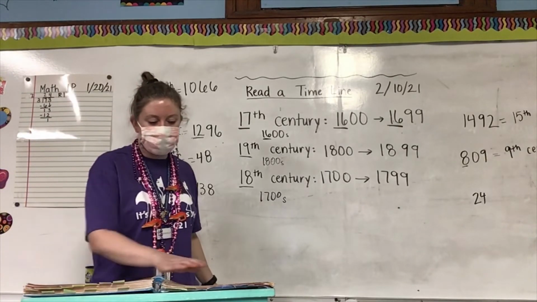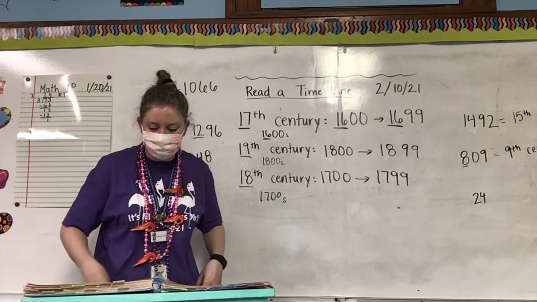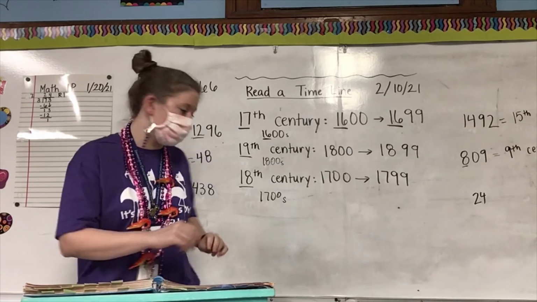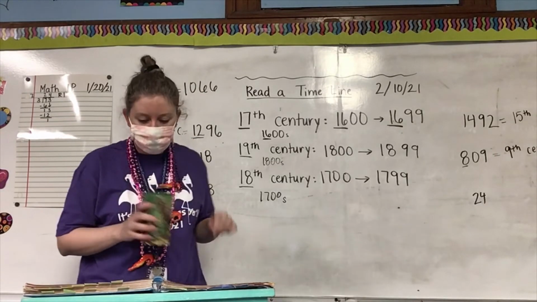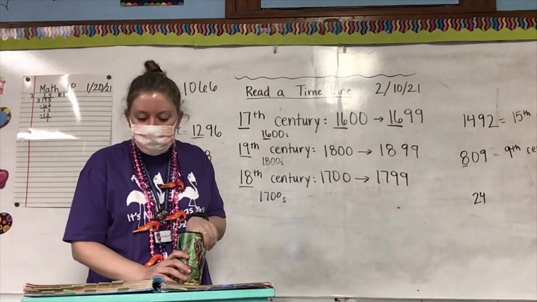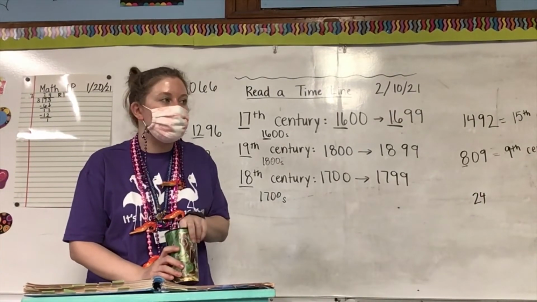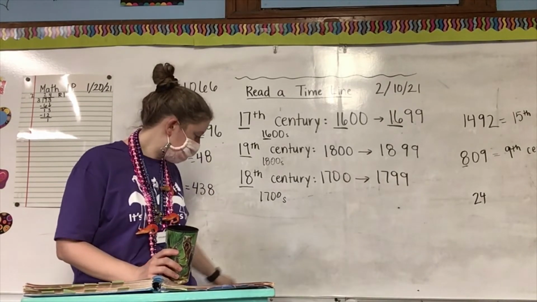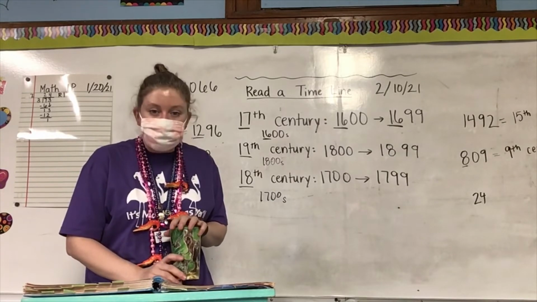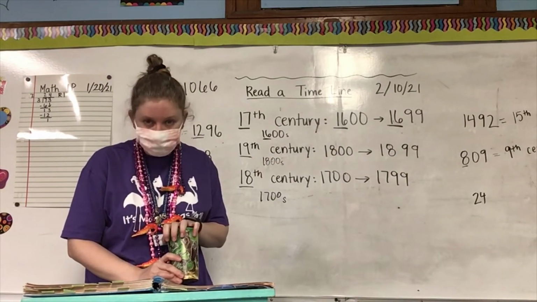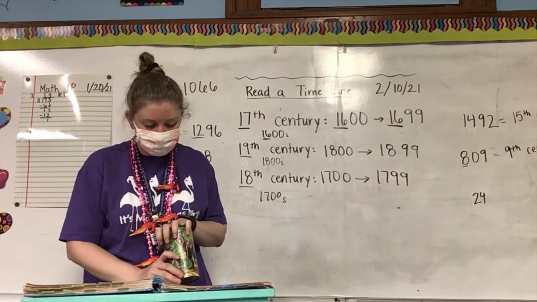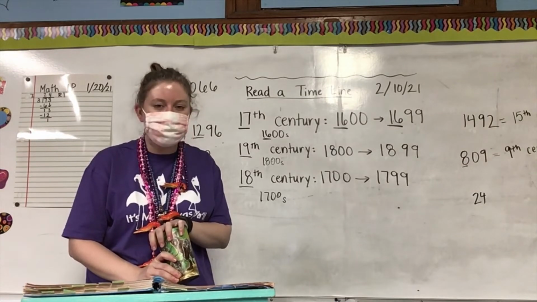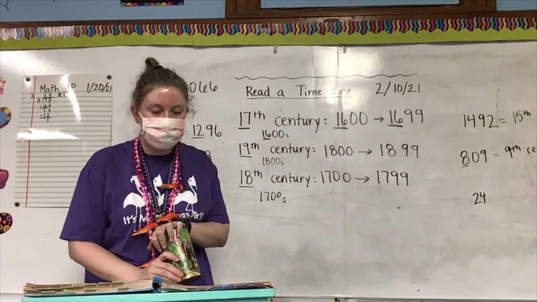Okay, now we're going to use the timeline on the bottom of page 122 and 123 to answer the questions on page 123. I'm going to pick 6. So number 1, when did Puritans establish the Massachusetts colony? Smith. In 1620. What century was that, Smith? The 17th century.